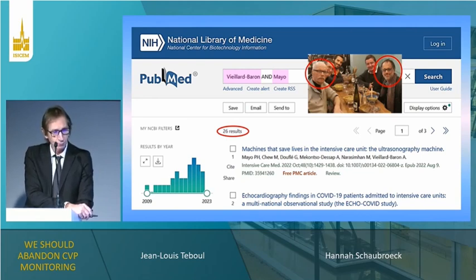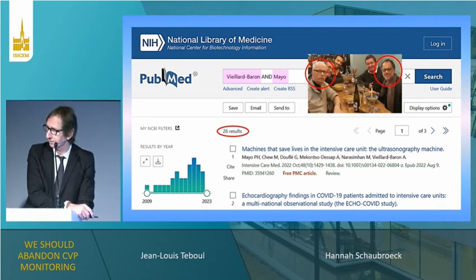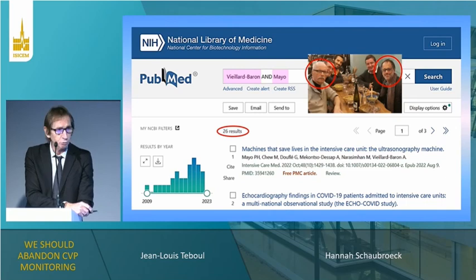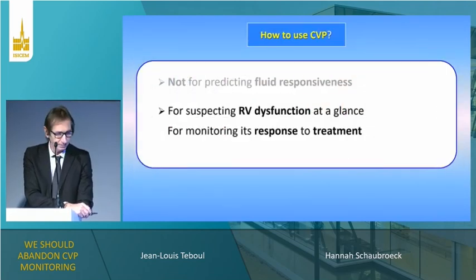And when I look on PubMed and I put the names Vieillard-Baron and Mayo, it is your name, Mayo, I found 26 results. And this guy, who is on the first row here, recommended to insert a central venous catheter to measure CVP, to monitor the response of the right ventricular function to treatment in ARDS. So I respect this guy.